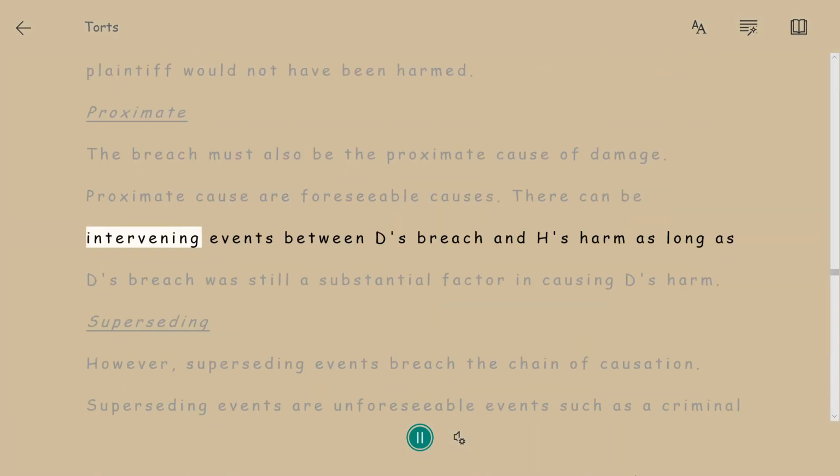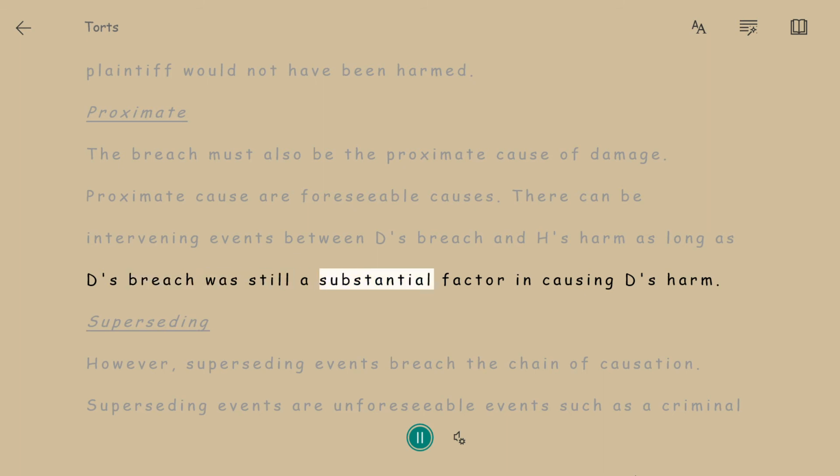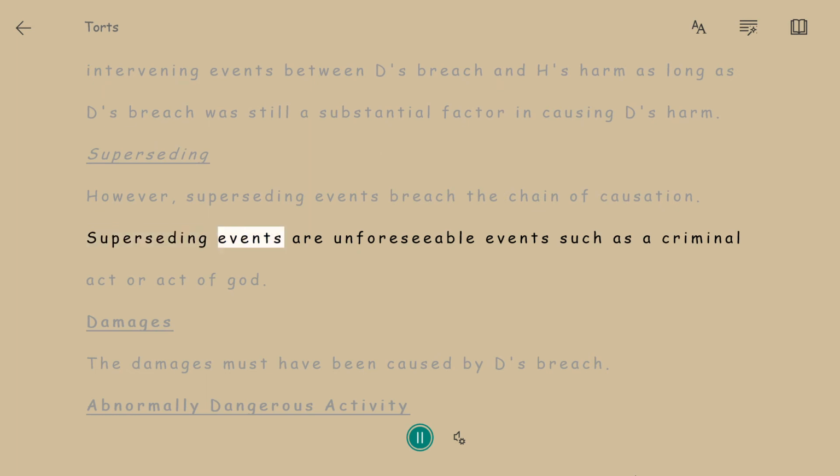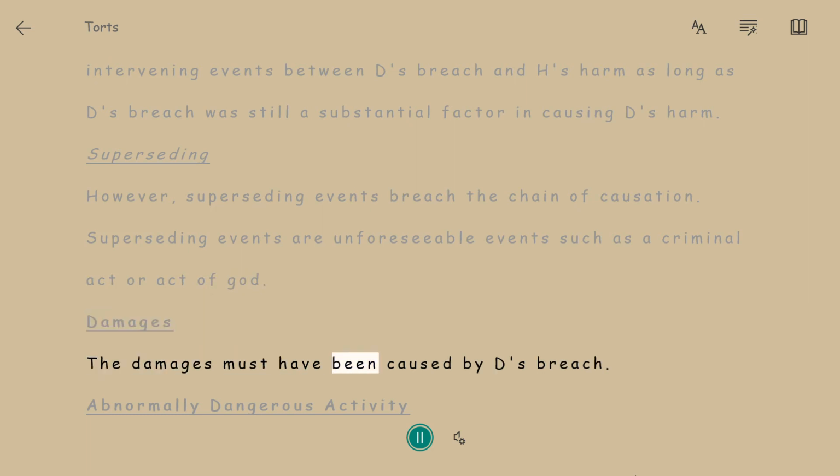There can be intervening events between D's breach and P's harm as long as D's breach was still a substantial factor in causing P's harm. Superseding. However, superseding events break the chain of causation. Superseding events are unforeseeable events, such as a criminal act or act of God. Damages. The damages must have been caused by D's breach.